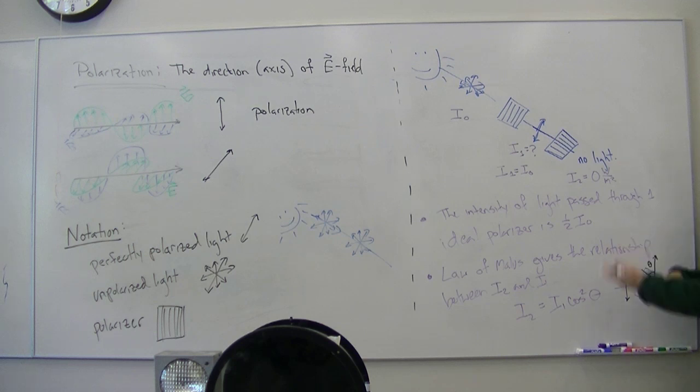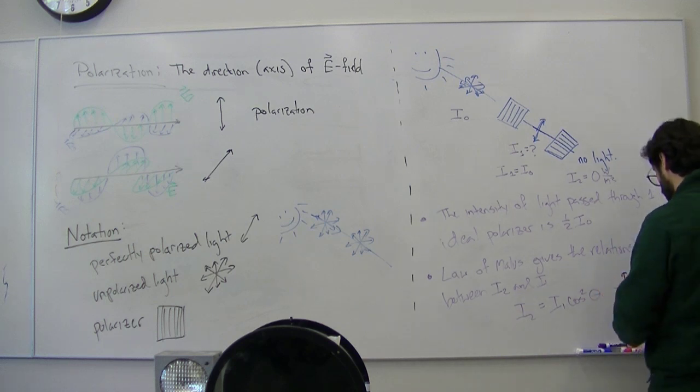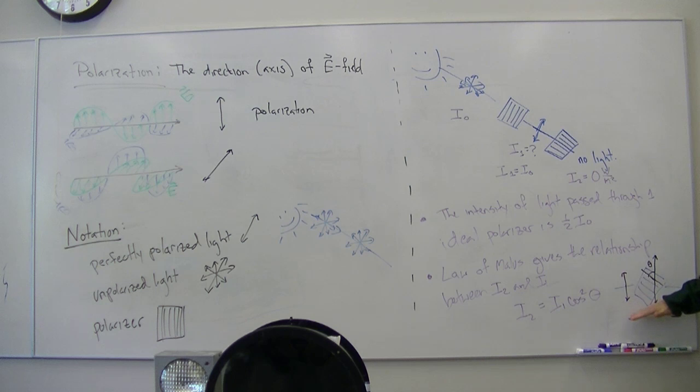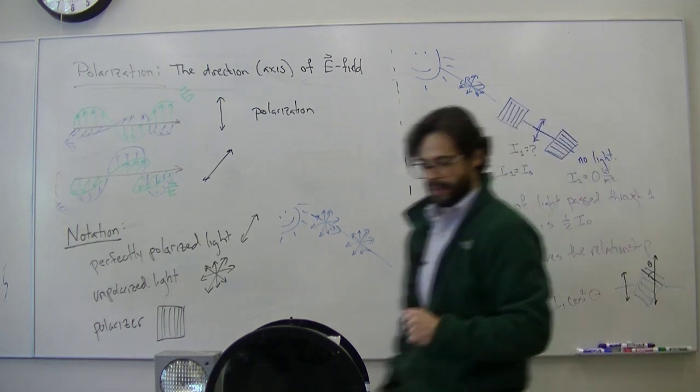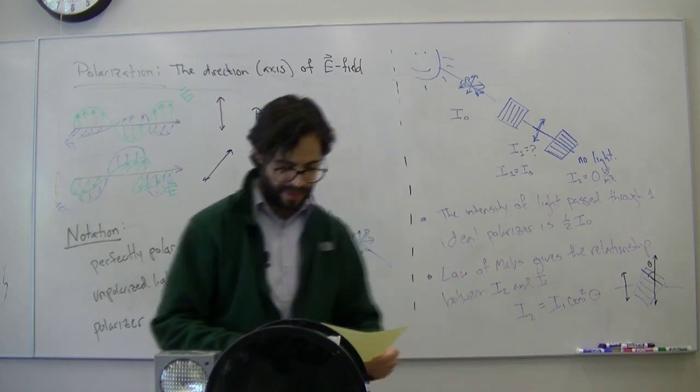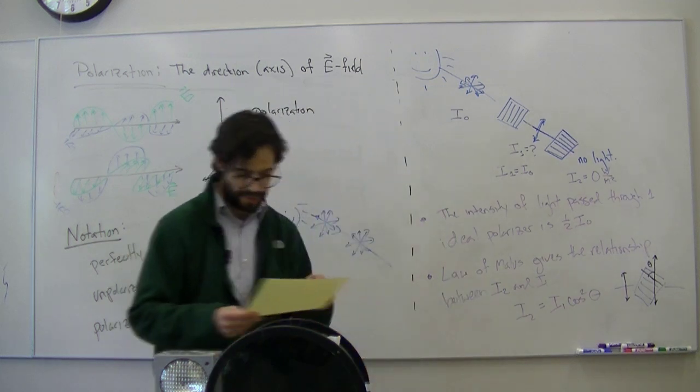So I could tilt these both together. What this is saying is the only thing that's important is the relative angle in between the light and the polarizer. And the cosine squared is the kind of sneaky thing that makes this a little bit magical with the 1/2.